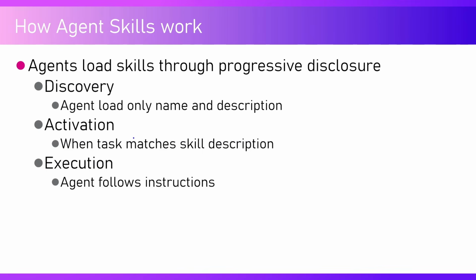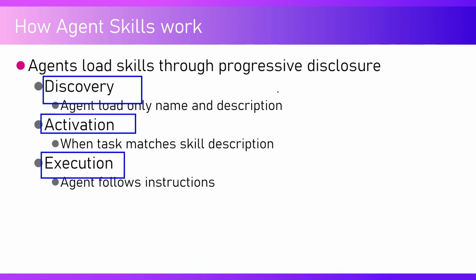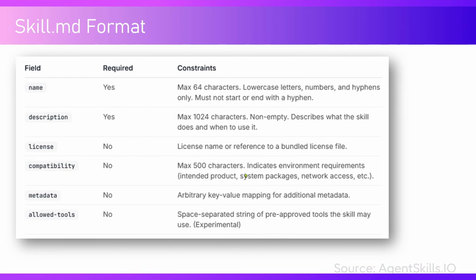How do agent skills work? There are three aspects to it: discovery, activation, and execution. First, the agent loads only the name and description from the skill file. Take for example, you have created a skill to read an identity document. If the agent identifies that, yes, I have that skill, I will go ahead and activate it. Until that time, the skill is not loaded in the memory. Once it identifies a request for this kind of skill, the agent will activate it when the task matches the skill description, and then the execution follows. The agent follows the instructions of the skill markdown file.